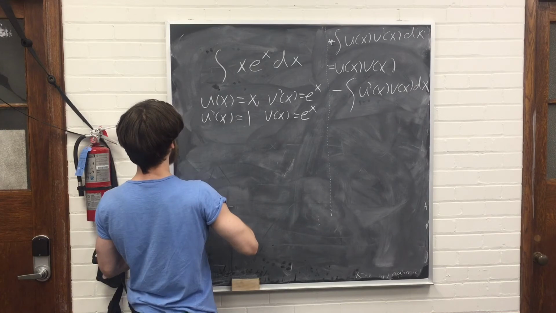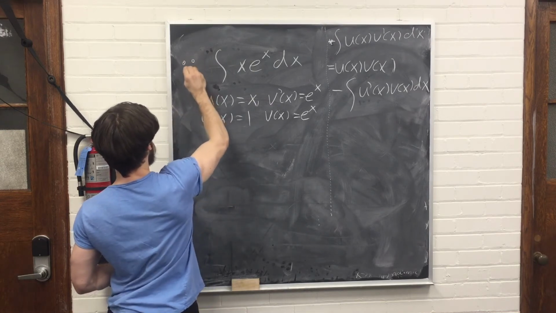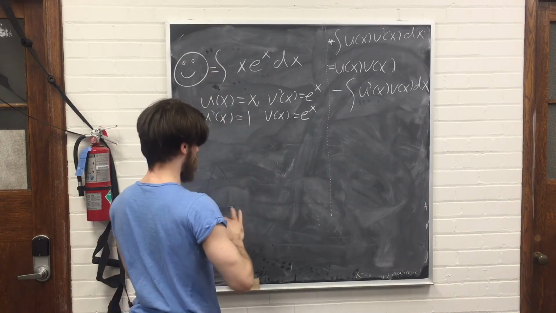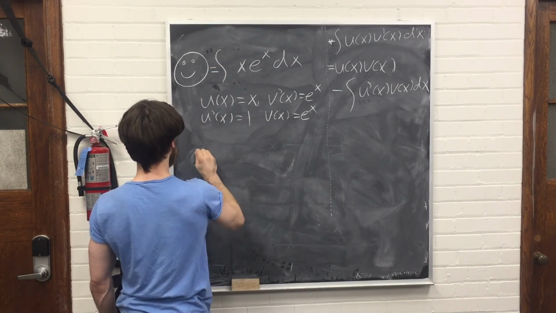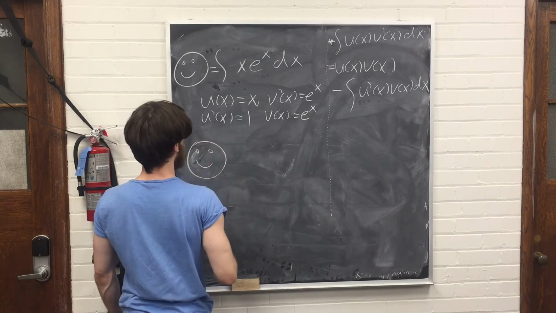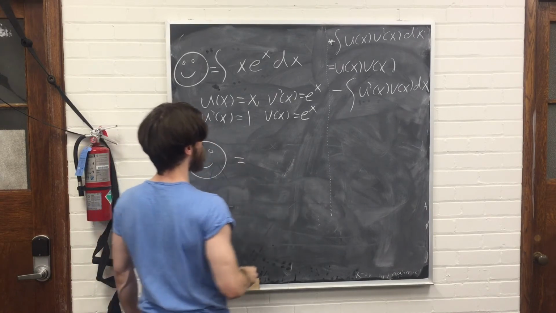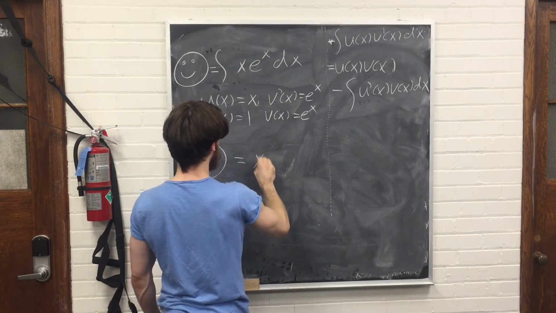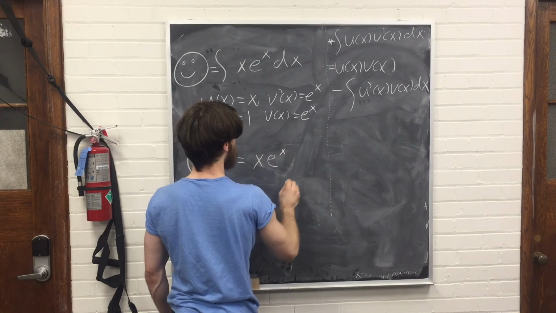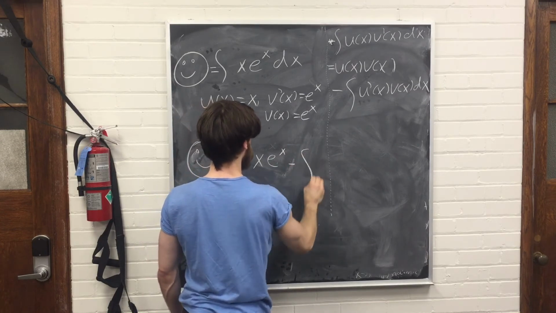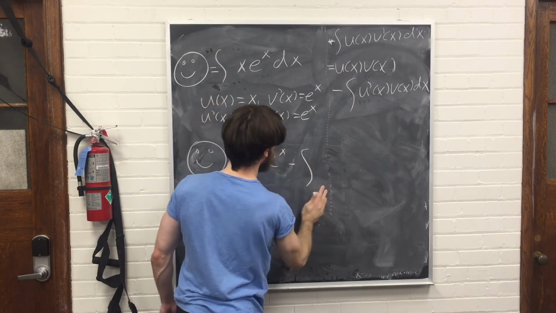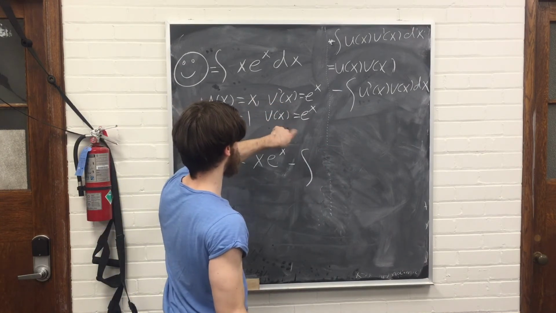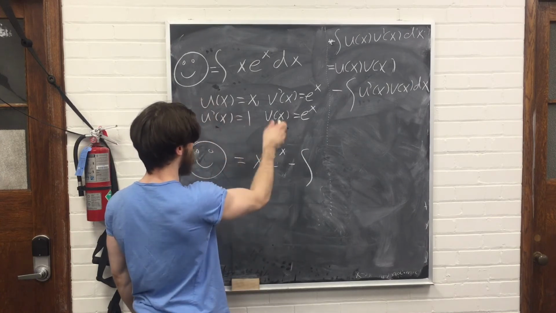So now we have that, so I'm going to label this smiley face. Smiley face is equal to this. So then smiley face, via integration by parts, what do we do? We take u times v, so we get x times e to the x, and then we subtract off u prime times v, the integral of u prime times v.